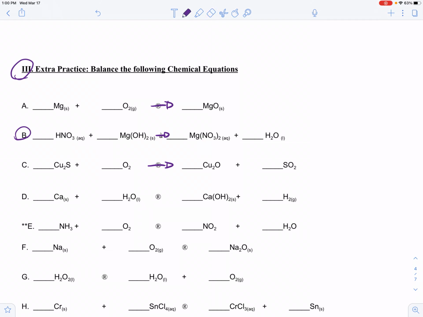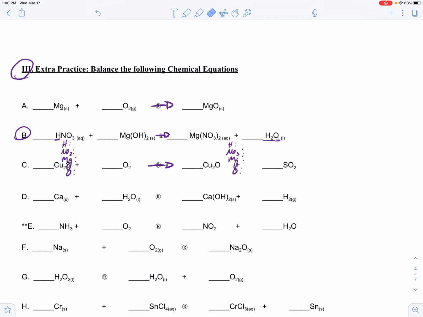Now, what I'm going to do is write down all the elements I see and tally up how many I have. So I have hydrogen, I have NO3, I have magnesium, and I have oxygen that's not part of NO3. So I'm going to write that list. And then I have hydrogen again, so I'll just add that to my hydrogen tally. On the right side, I should have the same thing. So I have hydrogen, I have NO3, I have magnesium, and I have oxygen that is not part of NO3.